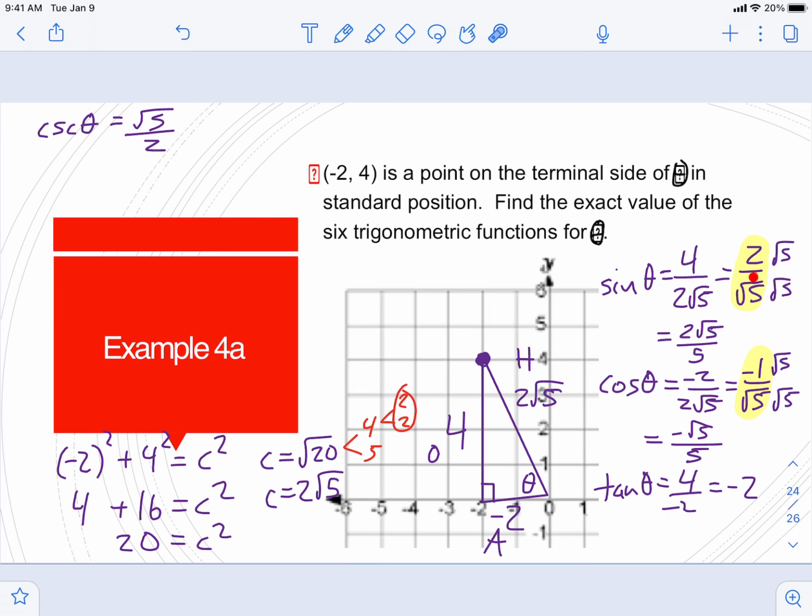All right, then secant, that goes with cosine. And so again, I'm going to take this version and flip it. And so that's going to make it negative root 5 over 1, which is just negative root 5. And then cotangent, I'm just going to take the reciprocal of negative 2, which is negative 1 over 2.